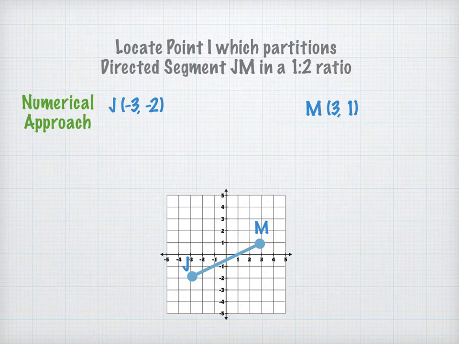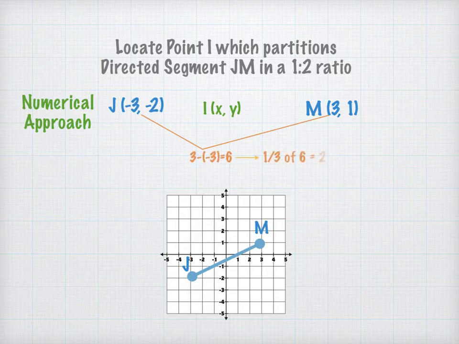In this numerical approach, I have the coordinates for J and M, and I want to find the coordinates for point I. We'll call it x, y for now. And what I want to do is, without graph paper, I would want to know the distance between the x coordinates in J and M. So I'm going to do 3 minus -3, and that's going to be 6. And I'm going to find 1/3 of 6, which is 2. And because I'm starting at point J, heading toward point M, I want to add 2 to what was the x coordinate. -3 plus 2 equals -1. So I know the x coordinate of point I will be -1.